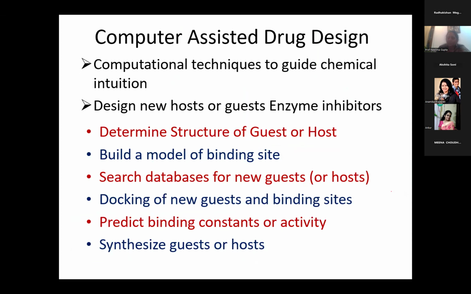So coming to sum up how computational chemistry helps in the drug discovery process. The computational techniques are there to guide chemical intuition. Whenever we talk about drug discovery or identifying the interaction between a particular biomolecule and the drug molecule, what sort of interaction, the chemical intuition, has to be identified.